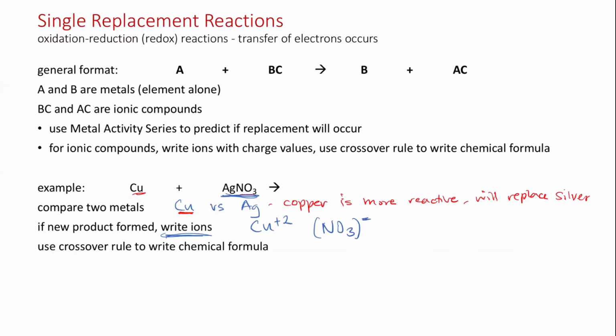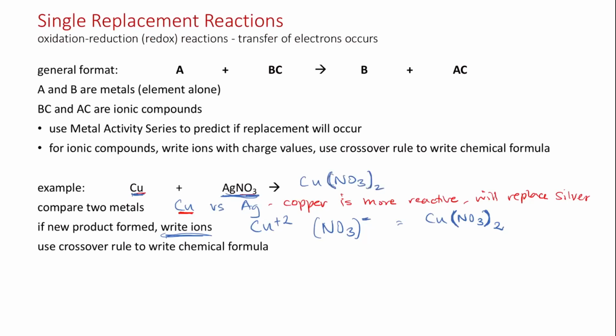Then you want to use the crossover rule to write that chemical formula. So that's going to be Cu(NO3) with a subscript 2 outside of the parentheses. You should notice it's not just connecting Cu to NO3. The product is not just writing those two parts next to each other. So this is one product, Cu(NO3)2.